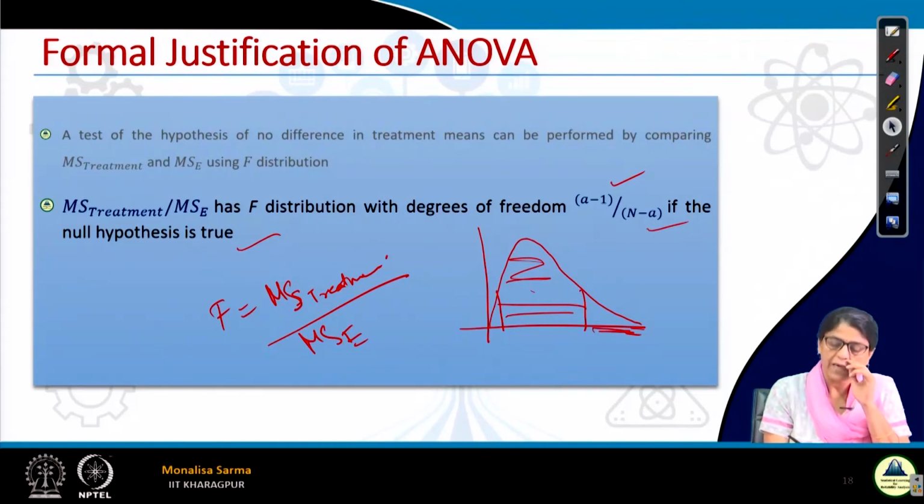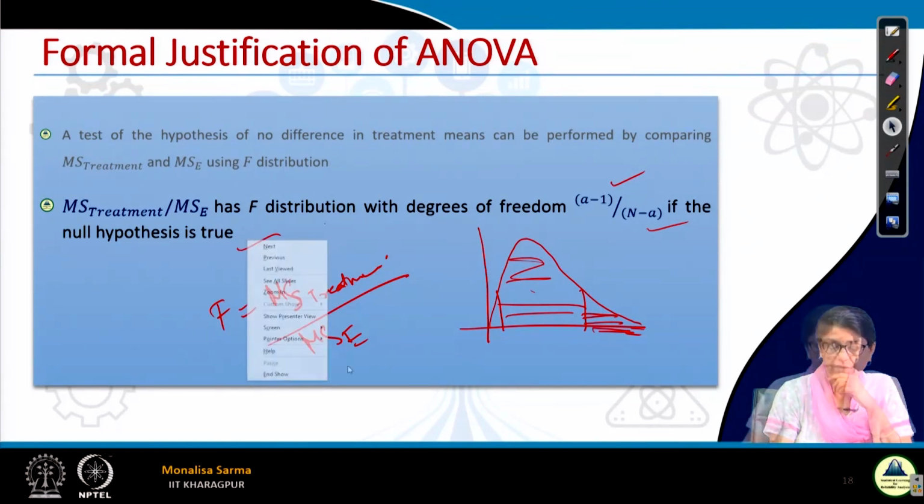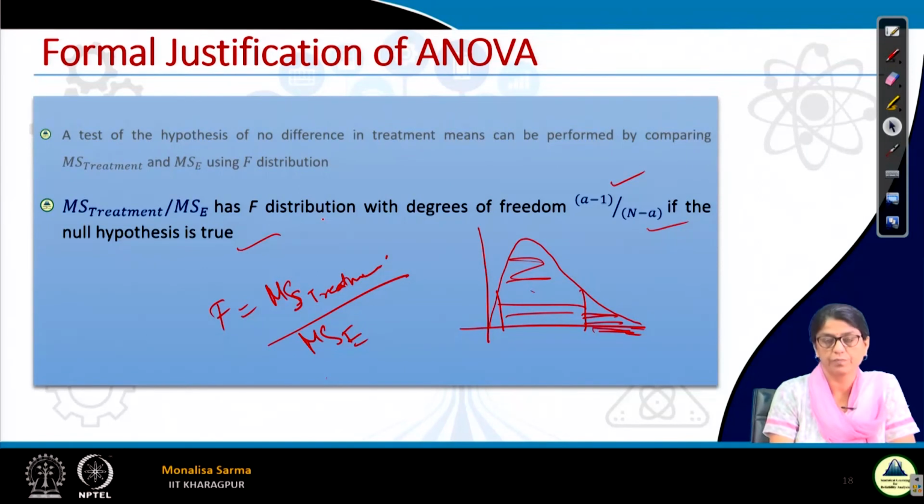Only MS treatment will be more if the variance between the treatments is more, so the MS value will be a higher value. That means my rejection region will only be in the upper tail. That is why it is always a one tail test, and what we are trying to test is if F is greater than this value. This is always a one tail test, greater than a particular value. We will not check for lesser than a particular value.